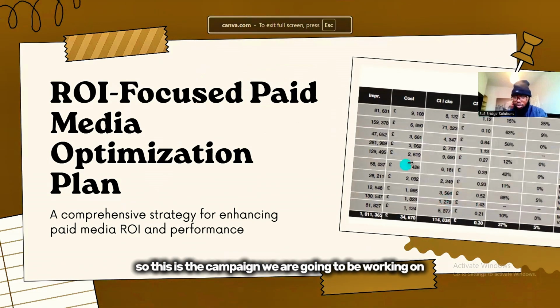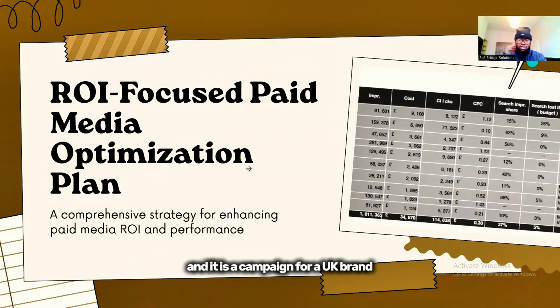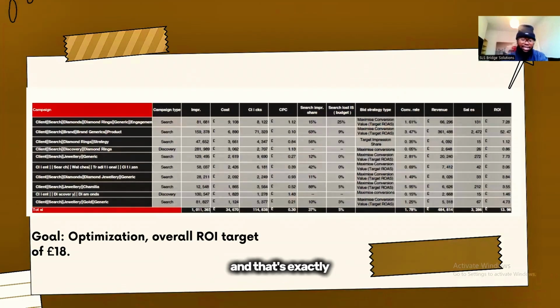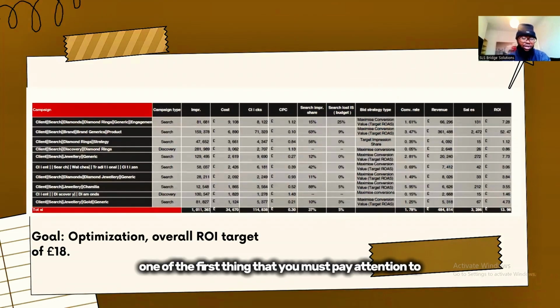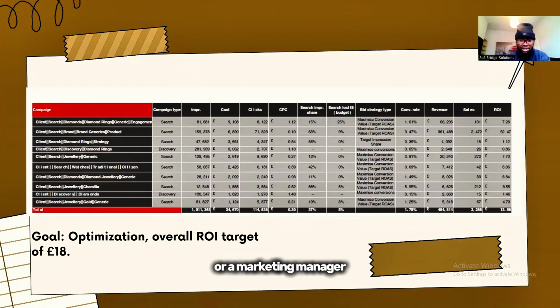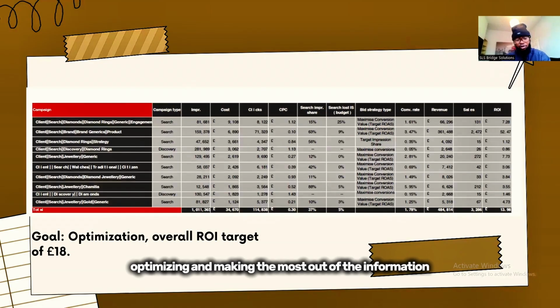So this is the campaign we are going to be working on. It is a campaign for a UK brand, and we have some specific ROI, and all the metrics have been consolidated in a specific spreadsheet, just like we have it here. That's one of the first things you must pay attention to if you are a performance marketing specialist or a marketing manager. You must make sure that you have a consolidation of your metrics into one dashboard like this, so that you can focus on optimizing and making the most out of the information that you have.